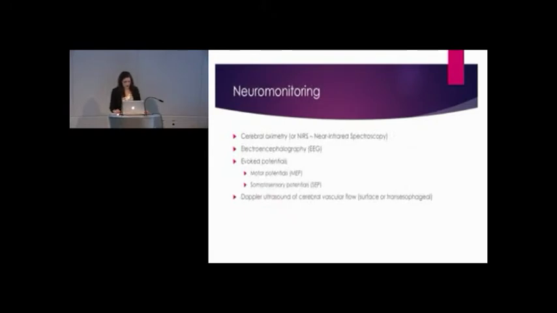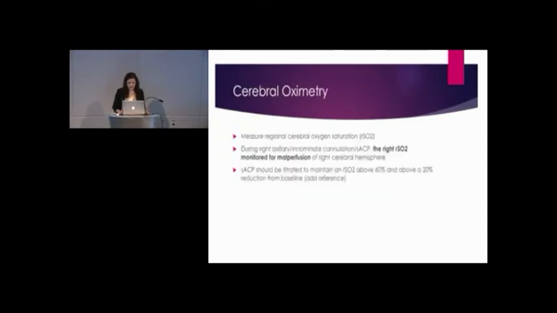So neuromonitoring. Our main ways of monitoring are cerebral oximetry, or NIRS, which is near infrared spectroscopy, and then EEG or processed EEG, and we'll talk a little bit more about that. Some of the adjuncts can include evoked potentials, either motor or somatosensory, although that is not really the focus of the talk and relates a little bit more to spinal perfusion. And then other adjuncts can include Doppler ultrasound or looking at cerebral vascular flow, but this is not routinely performed and we're not going to go into it too much today.